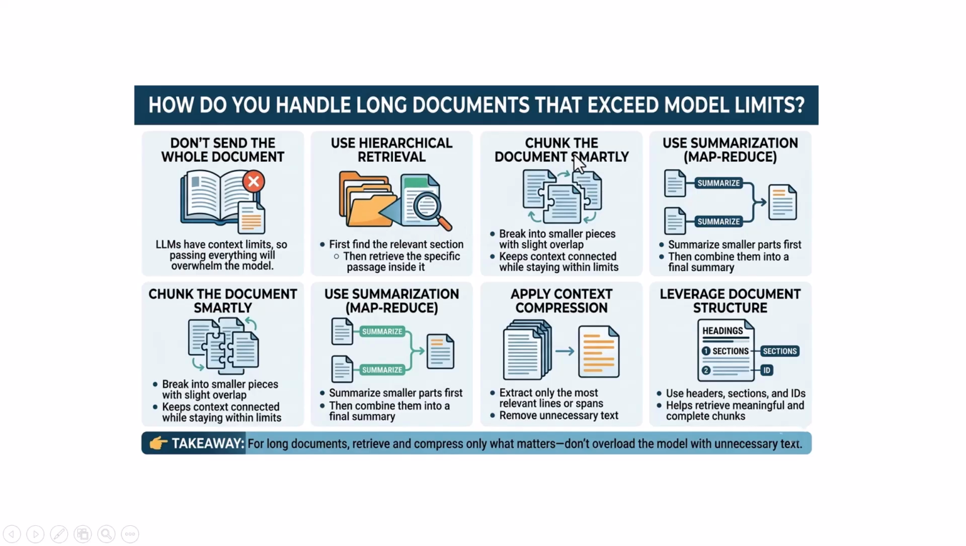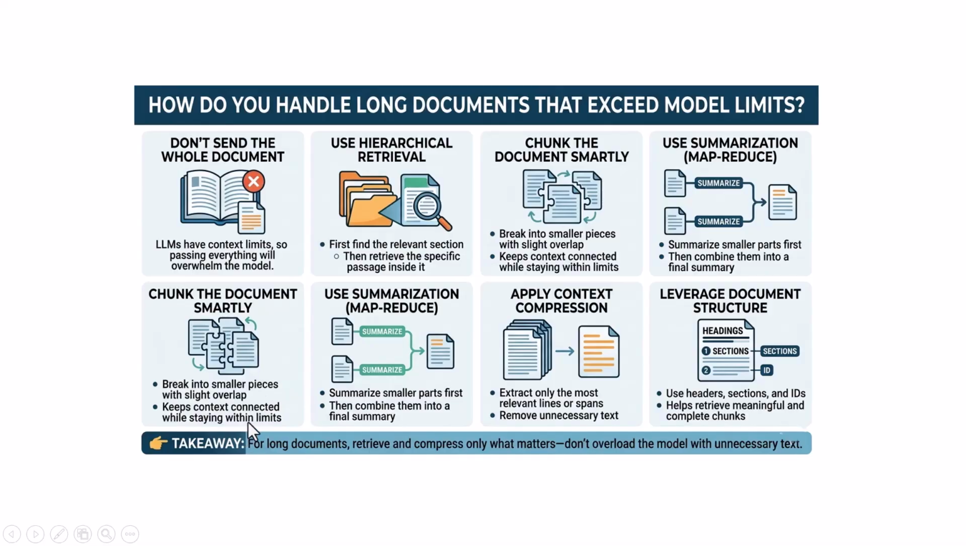Also, chunk the document smartly. That is, break the document into smaller pieces with slight overlap. So we can keep the context connected while staying within limits. Okay. Next one is to use summarization. That is, summarize smaller parts first and then combine them into a final summary. Also, apply context compression. That is, extract only the most relevant lines or spans and remove unnecessary text.